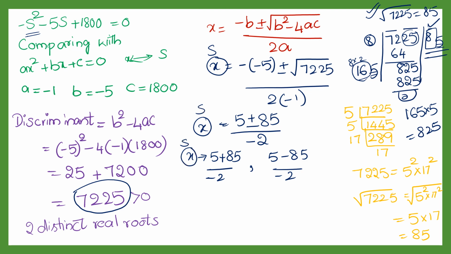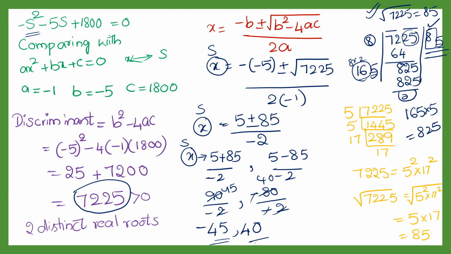Okay. So 85 plus 5 is 90. 90 by minus 2 comma minus 85 plus 5, minus 80 by minus 2. 245 is up. So you get minus 45 comma, minus and minus gets cancelled, 240 is up. So for s you got two values. One is minus 45, other is 40.